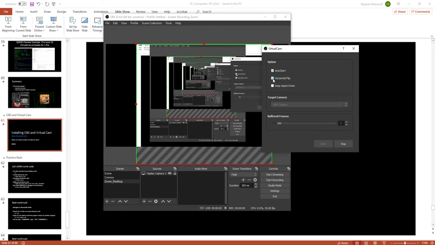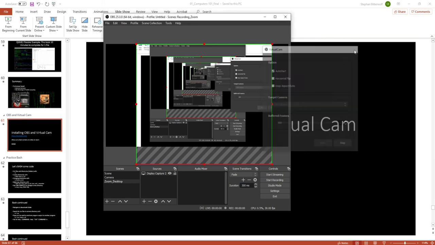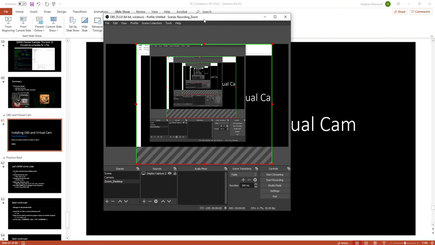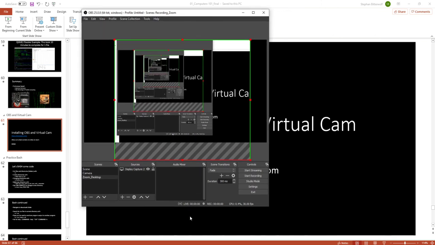You can do a horizontal flip if you want to, but I don't recommend doing that because it's actually going to make everything look backwards to your viewers. And yeah, this is generally enough. And you'll see a target cam, OBS camera, and that's good. So as you can see, mine is actually started. Great, you've got that started.